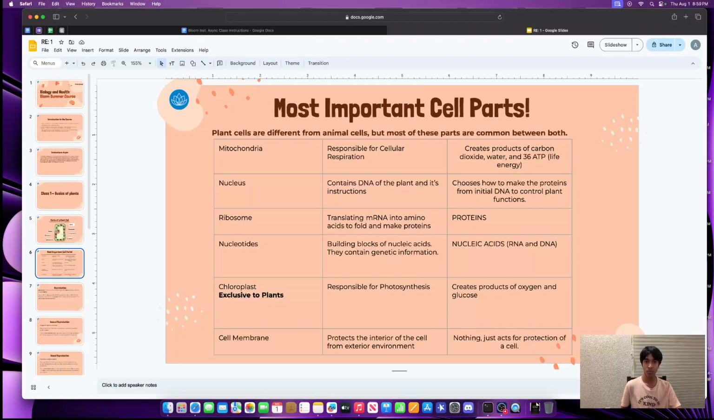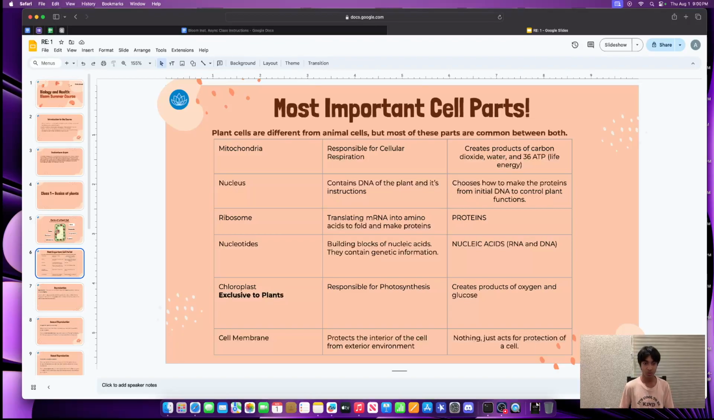So these are the most important cell parts. Plant cells are different from animal cells, but most of these parts are common between both. The chloroplast is exclusive to plants. Please write this down. It's responsible for photosynthesis, which is the process of turning sunlight into energy, and it creates the products of oxygen and glucose. Then oxygen and glucose go to the mitochondria, which does cellular respiration, which we'll learn about later, and it creates the products of carbon dioxide, water, and 36 ATP, which is life energy.